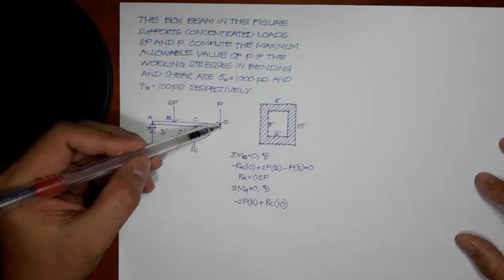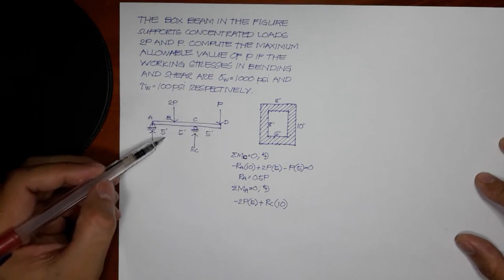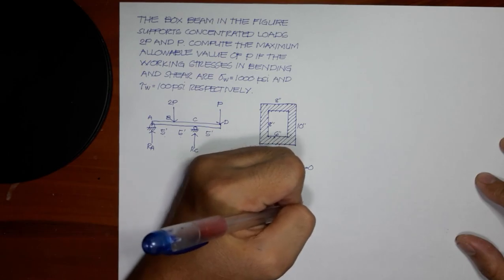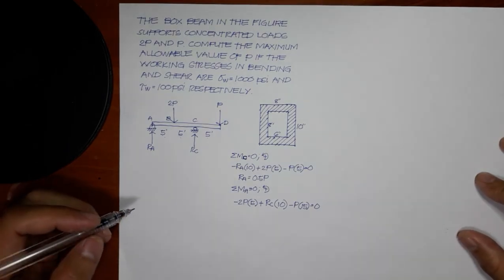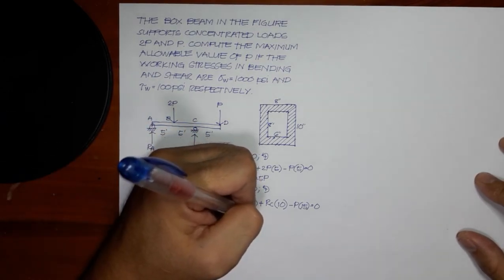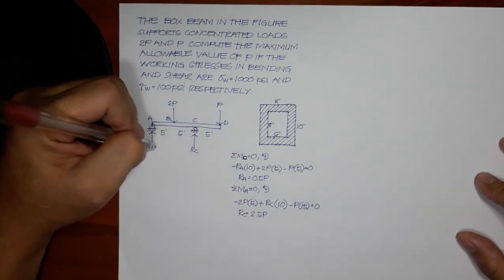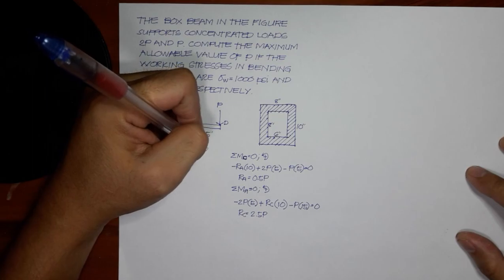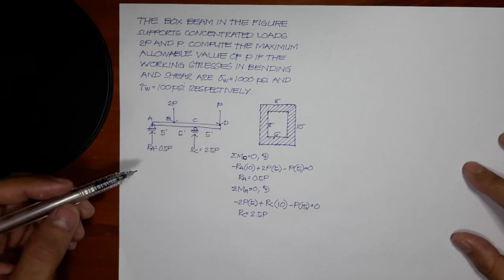Then lastly, this force P having a clockwise direction with respect to A, and the moment arm is 5, 10, 15. So negative P times 15. Equate it to 0. Using the calculator, we can solve RC to be equal to 2.5 P. So we label the reactions. RA is 0.5 of P and RC is 2.5 P. At this point, we are now ready to draw the shear diagram.